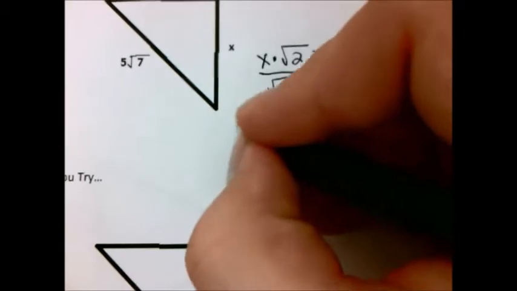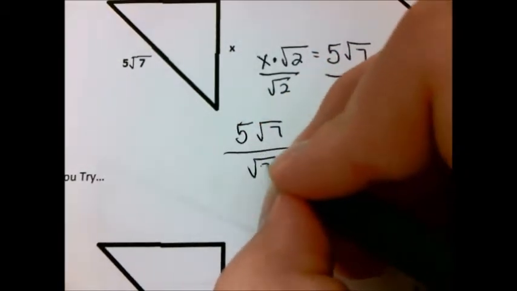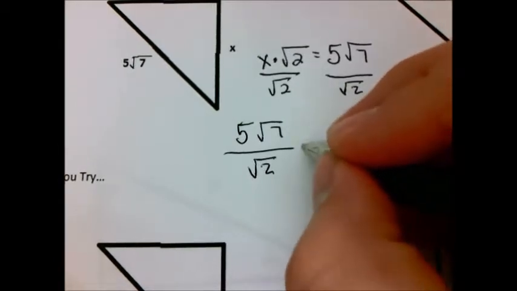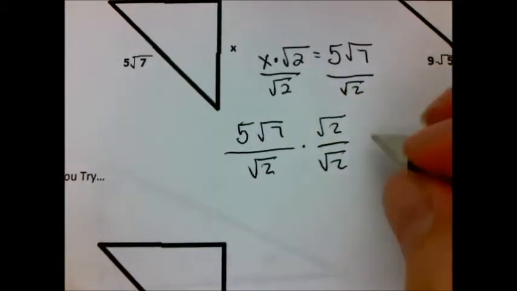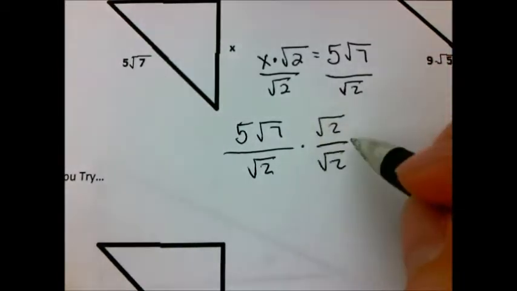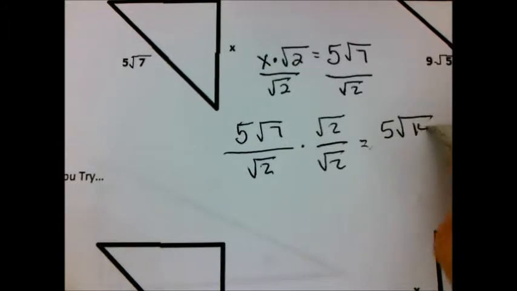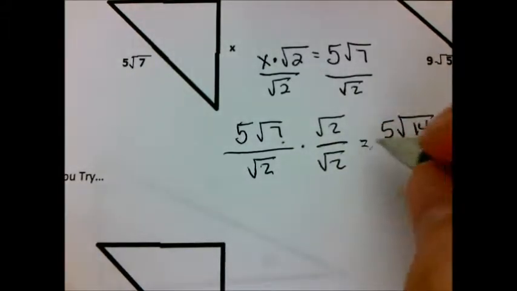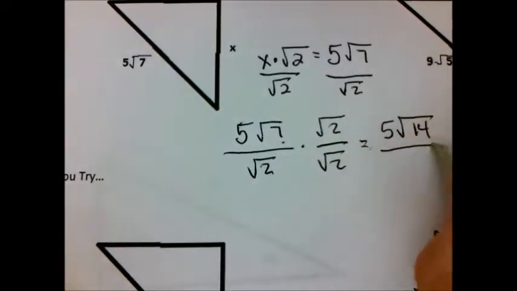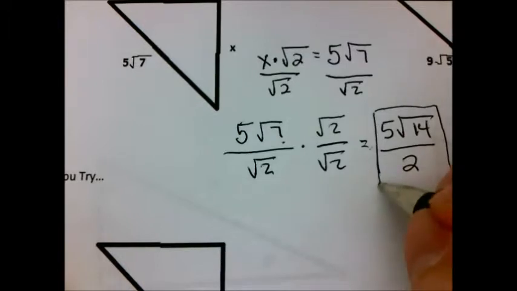So we have 5 square root 7 all over square root 2. We have to multiply the top and bottom by square root of 2. When we do so, the roots multiply, so we get 5 square root 14 because 7 times 2 equals 14. The roots cancel on the bottom. And that's our final answer.